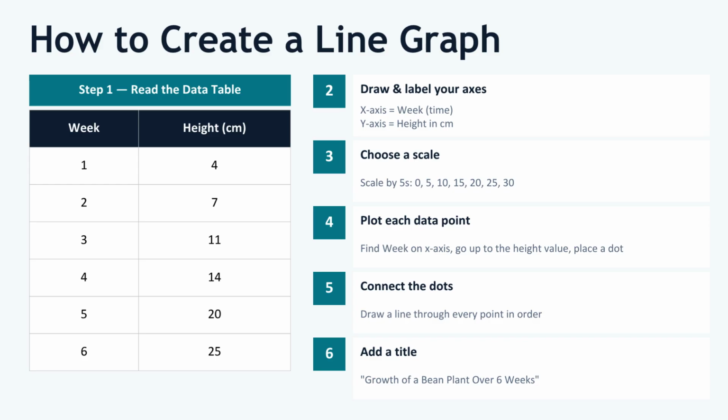Find the correct position on the x-axis, move straight up to the correct value on the y-axis, and place a dot. Step 5 is to connect the dots by drawing a line through every point in order from left to right. And Step 6 is to add your title, so the reader knows what the graph is showing.